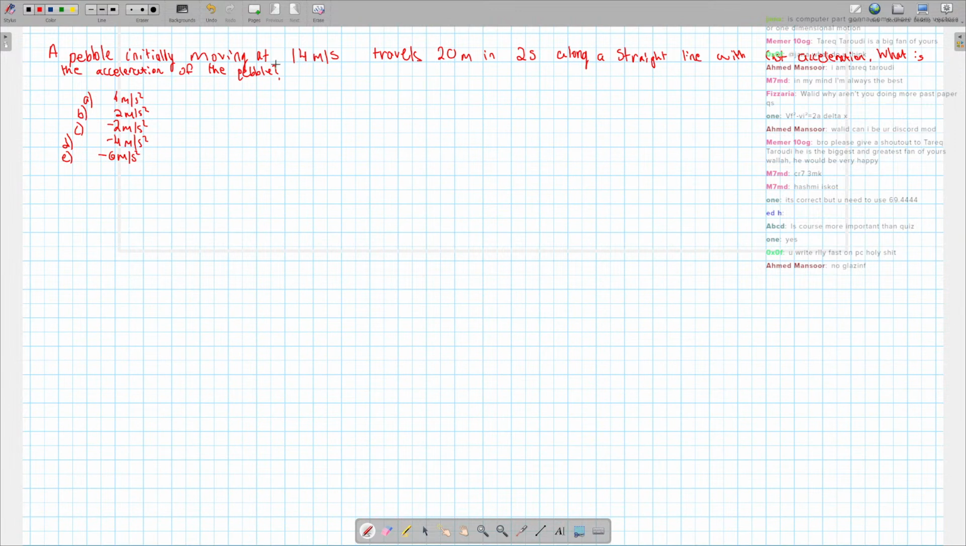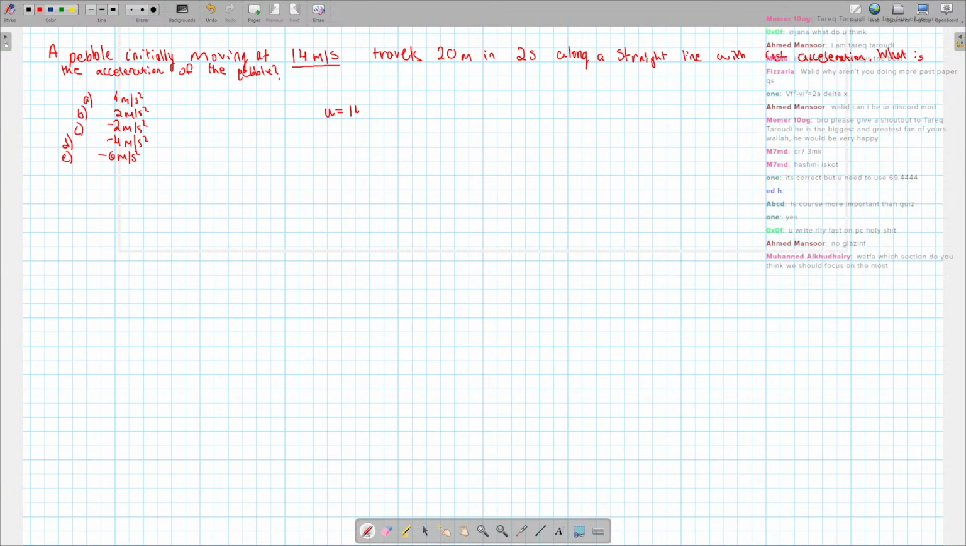Okay, what do we have? We have initially moving at 14 meter per second, so U equals 14. Travels 20 meters, so X equals 20. In 2 seconds, so time equals 2. Along a straight line with a constant acceleration that we want to find, so A equals question mark.